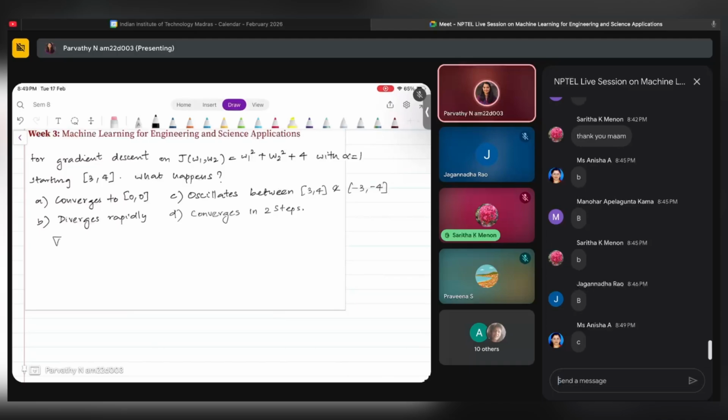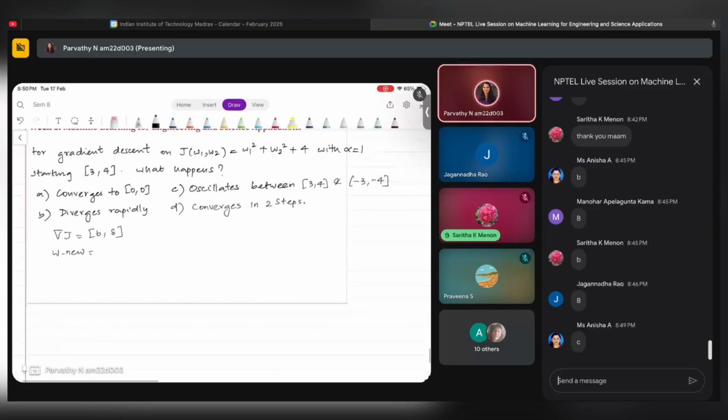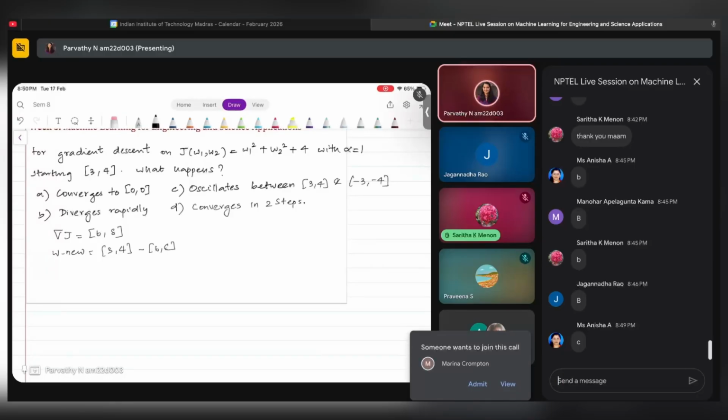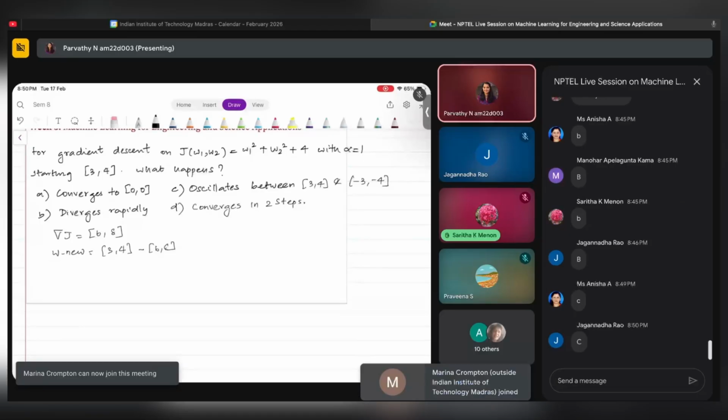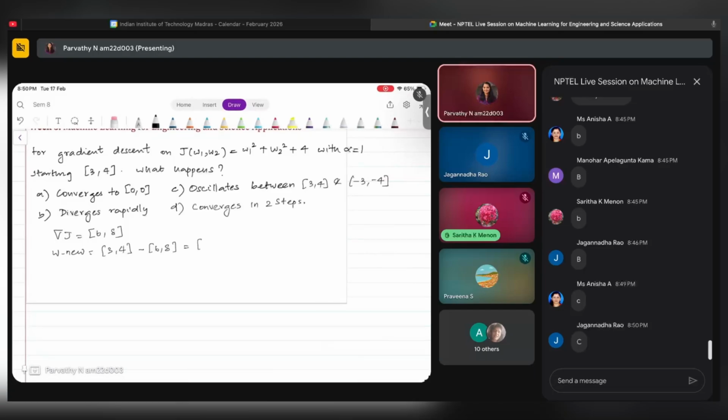Yeah, so when we take the derivative, from the previous part we know it is 6, 8. And W new is W old minus alpha times 6, 8. So we get 3, minus 3 minus 4.